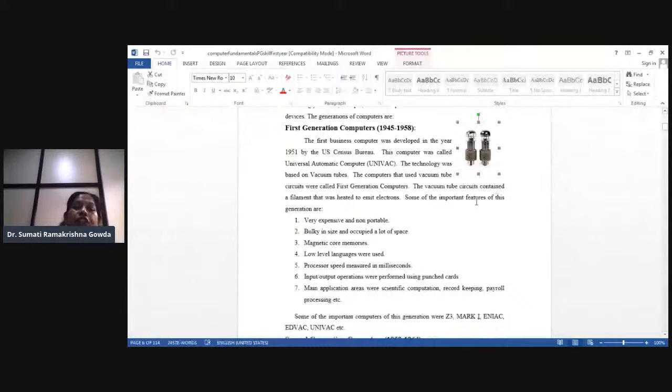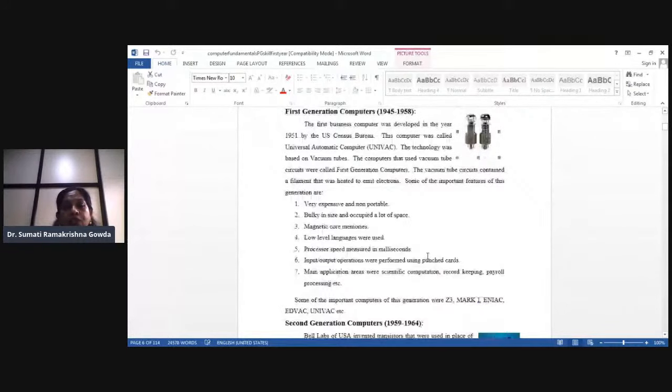Some of the important features of this generation are that they are very expensive, non-portable, and huge in size. It was bulky and occupied a lot of space, almost one room. Memories were magnetic core memories. Low level languages were used, which means machine languages, in the form of zeros and ones. Writing a program in low level language was very, very tough. Processor speed was measured in milliseconds during that time.